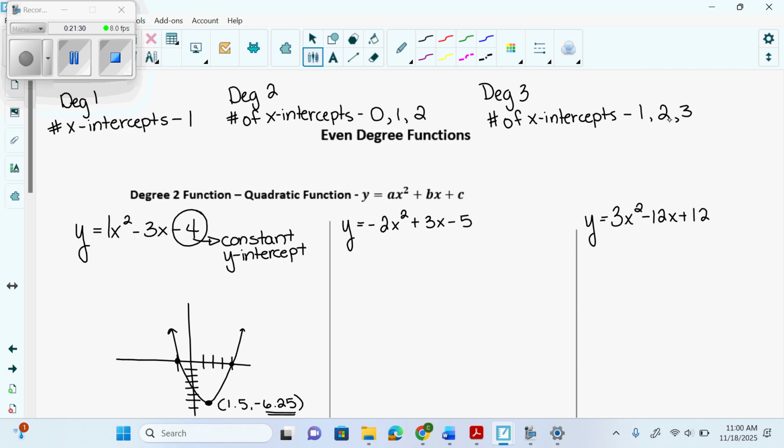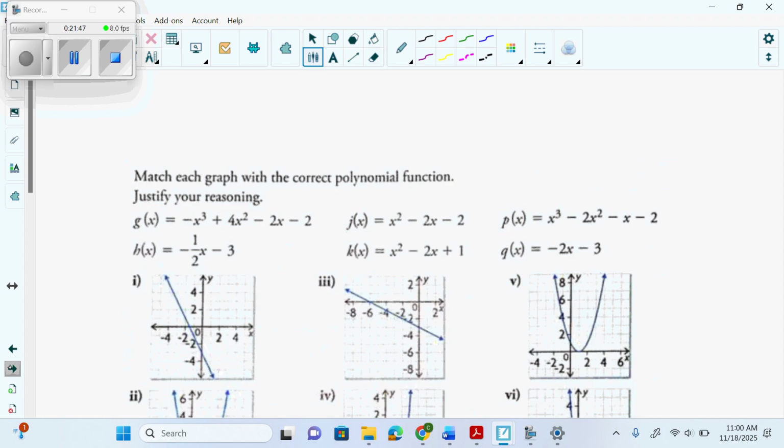So the only one that can have 0 for you guys is degree 2. The other ones have to have 1 for sure because they have to cross. Whereas degree 2 is in the same direction, right? So it can be completely below the x-axis or completely above. All right, we're going to bypass this, and we're going to go here.